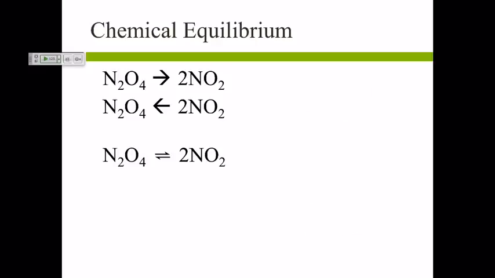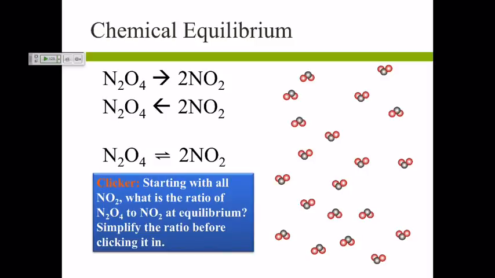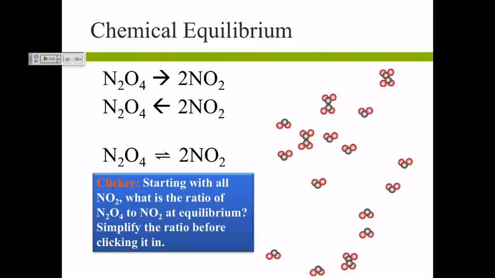So we will write that out as a balanced equation, and the equilibrium arrow shows the reaction can go in both directions. So what we want to think about then is if we start with all NO2, what ratio are we going to get at equilibrium? And here's our little animation that helps us answer this at this temperature. So we started with all NO2s.